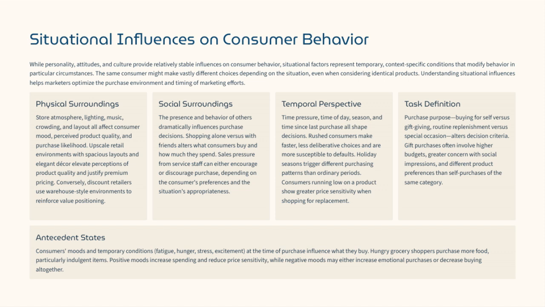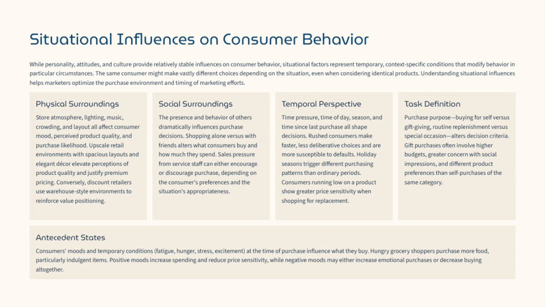Now let's look at social surroundings. The store environment, lighting, music, crowding, and layout affects our mood, our perception of product quality, and ultimately our likelihood to purchase. For example, upscale stores with elegant decor and spacious layouts make products seem higher quality and justify premium prices. In contrast, discount stores often use warehouse-style setups that emphasize value. Finally, physical surroundings include factors like store atmosphere, which are temporary and context-specific, unlike personality or culture, which are more stable. These situational factors can make the same consumer make very different choices depending on the circumstances, even when considering the same products.